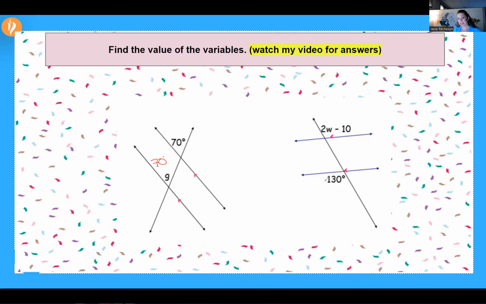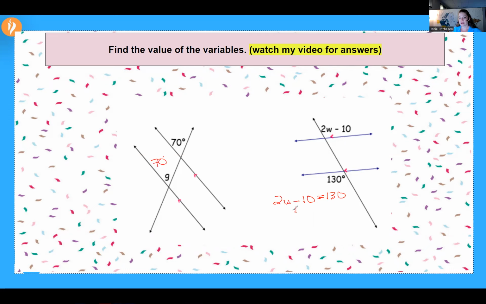All right, what is the relationship between this angle and this angle? They are alternate exterior angles. Alternate exterior angles are congruent, which means they are equal to each other. So that's what I do in the equation: we're going to set 2w minus 10 equal to the other angle. So pause the video, see if you can figure out what the measure of w is.